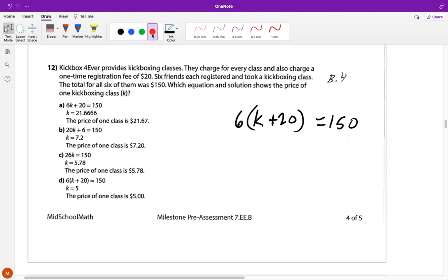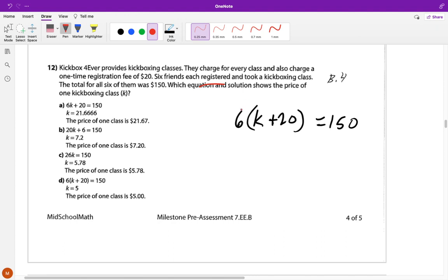So this is the way that you would create your equation, because each person's paying for the kickboxing class and also at the same time paying that registration fee, because they're saying that they each registered, telling us that they weren't registered before. And I'll make sure this is clear that it's a registration fee per person, I would say.